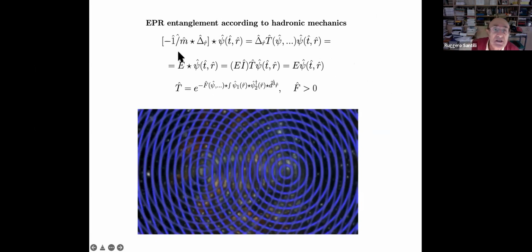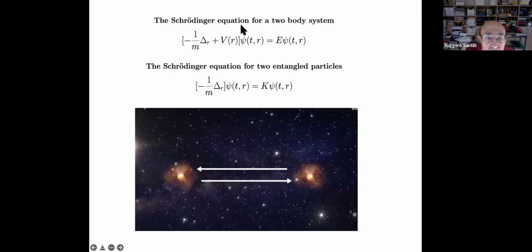So this is the basic equation of quantum mechanics for two particles. As you can see, this is the Laplacian. I apologize with my eyes. Okay, let's go. Let's see what this is.